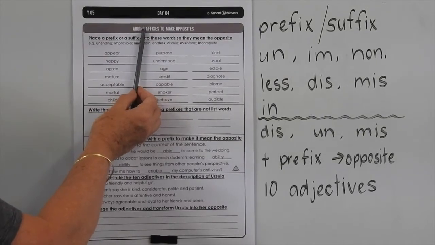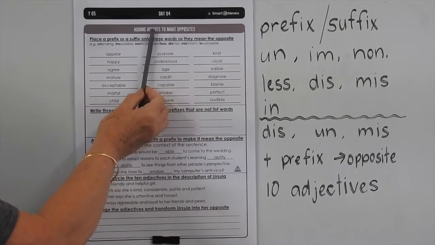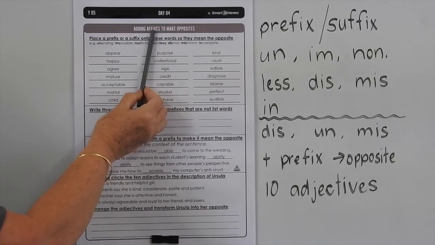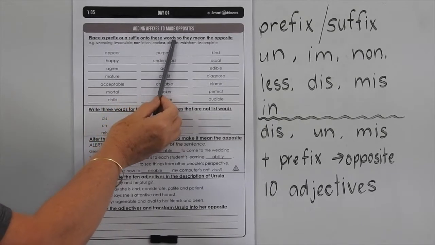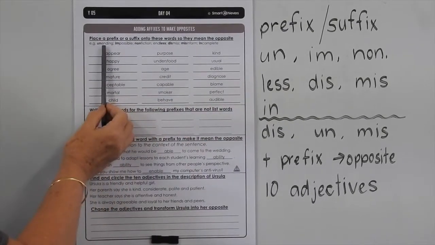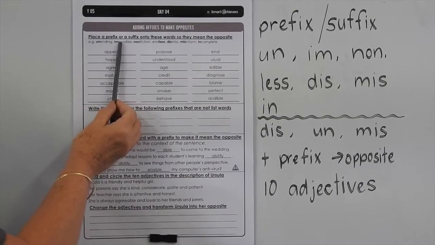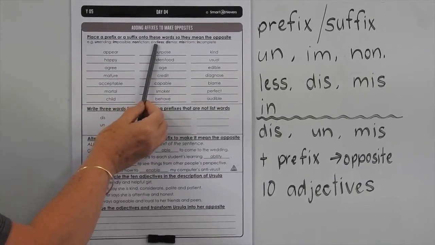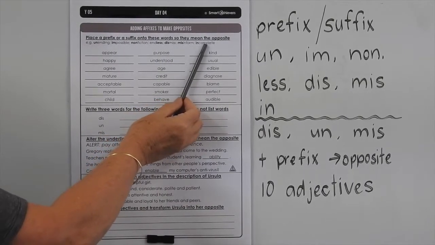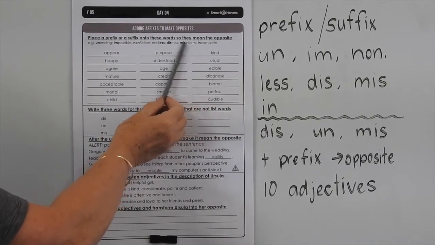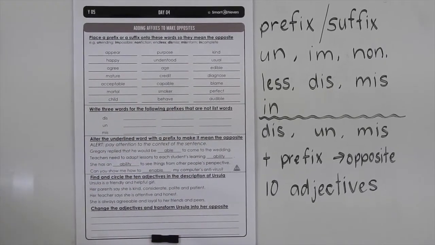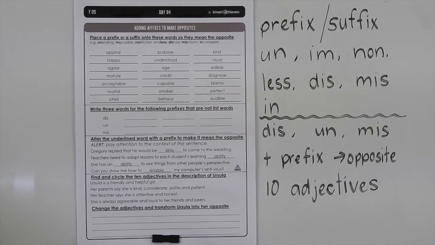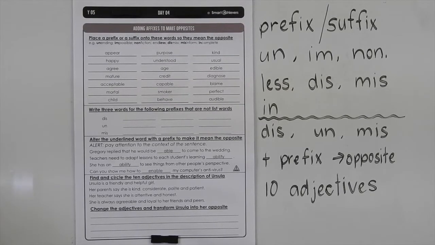On this page we're adding affixes to make opposites. Now affixes include prefixes at the start of a word or suffixes at the end of a word. So place a prefix or a suffix onto these words so they mean the opposite. So we've given you examples of unending, impossible, non-fiction, endless, dismiss, misinform and incomplete. So use those affixes to add to these words here. You may find within your group that you could have a couple of different answers for some of those words.